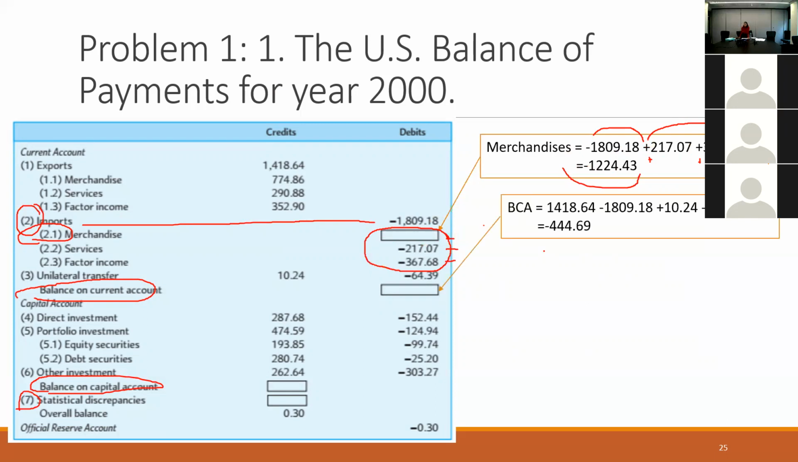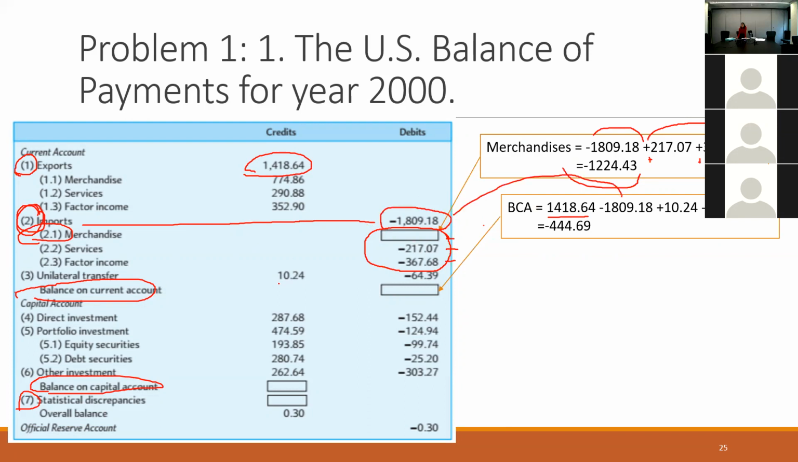The second calculation relates to the balance on current account. The balance on current account is simply the sum of the three sections under the current account, which is section 1 for exports, section 2 for imports, and section 3 for unilateral transfers, right? So for exports, in 2000, the amount of export was around 1,400. The amount of import is negative 1,800.